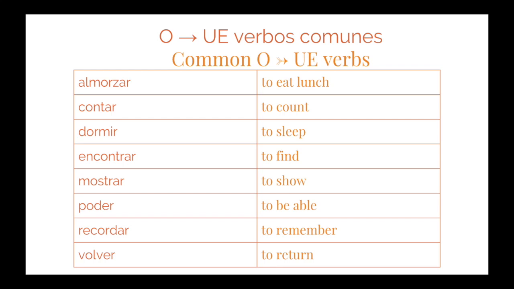As you can see in the list, all of these verbs have an O in the stem, so that's how you know they're O to UE stem changers.